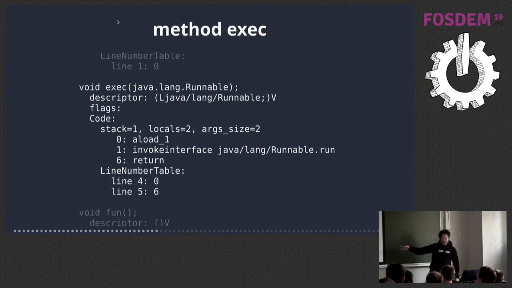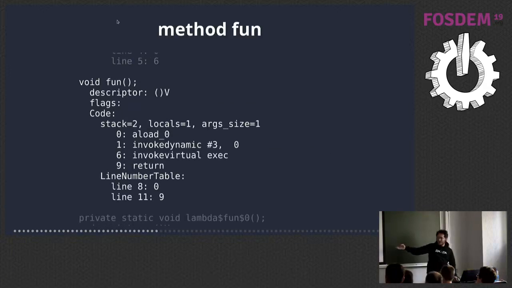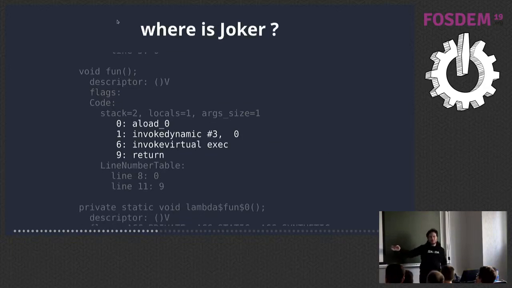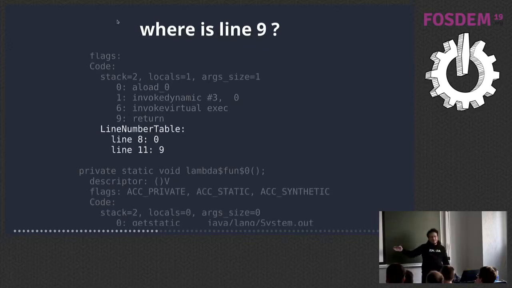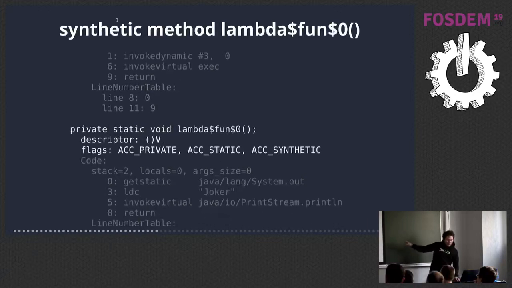Method exec, nothing special. We do an invocation of a method. Nothing changed. Here is our invocation where we pass a lambda as an argument. Here the magic happens. Where is Joker? There is no constant Joker. Where is line 9? There is line 8, line 11, no line 9. The 9 here is a bytecode instruction, return, not the line number. All this was moved to a new private static void lambda$fun$0 method, which is synthetic, which is generated. Here is Joker.